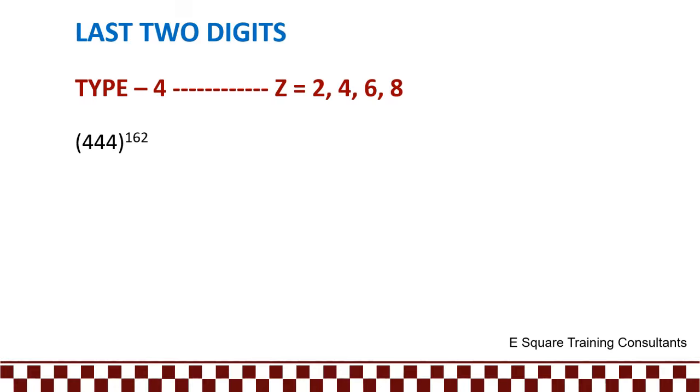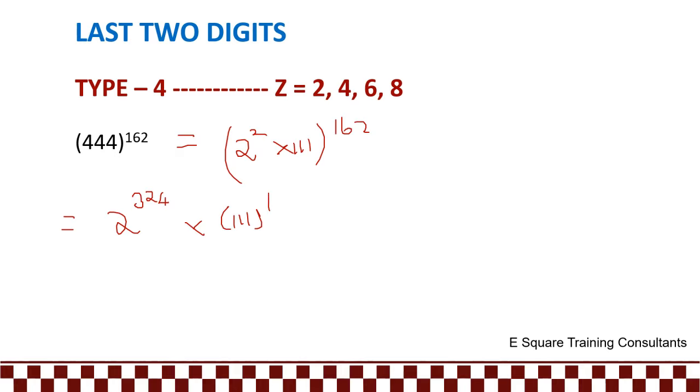Same way when we are about to calculate the next number, this is like 444 raised to 162. So again you can calculate it in this way. So this I can write as 2 square, that is 4, into triple 1, so triple 1 to the whole power 162, isn't it? So this is 4 into 111, which you can still write as 2 power 2 into 162, that is 324, into triple 1 to the whole power 162.